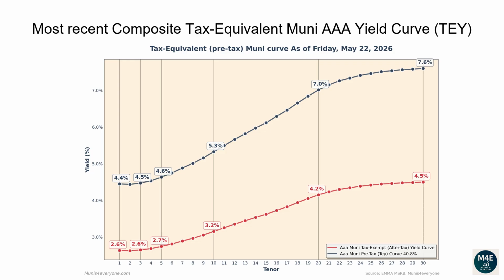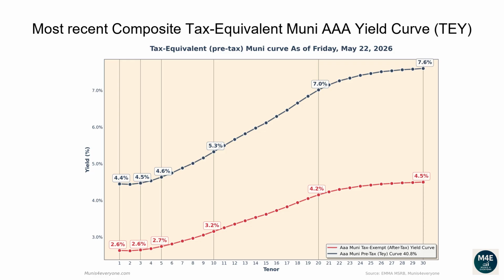Why would you care to see the tax-equivalent version of the Muni yield curve? More on this later. Let's first go over the pre-tax, aka tax-equivalent yield curve. The one-year tax-exempt yield is 2.63%, corresponding to a 4.44% tax-equivalent yield for investors in the top tax bracket.